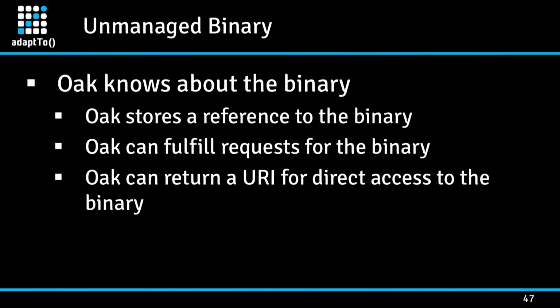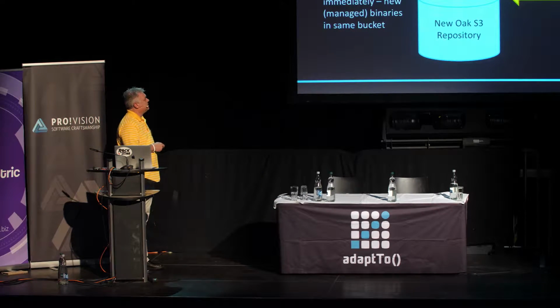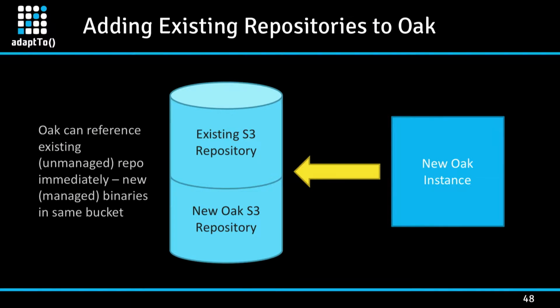So here's how those other scenarios would kind of work. I've merged the two repositories together into one from that scenario before. So how you would do this is you'd start with your existing repository here, and then you would use that bucket as your S3 data store location within Oak.